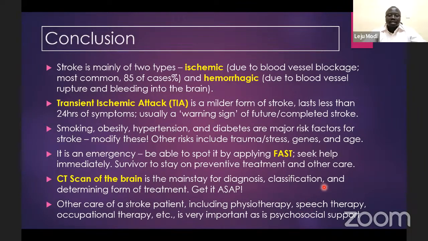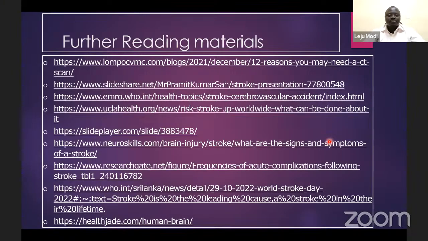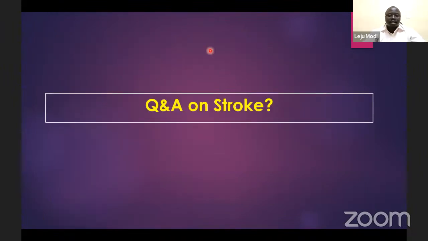But of course, I stated that the most important should be the psychosocial support that we have to offer these people, because then they will be able to recover mentally, and then the other physical recoveries will come over time. I would like to stop there. Bida, if you are in the call, I leave it up to you to guide if there are any questions or comments.